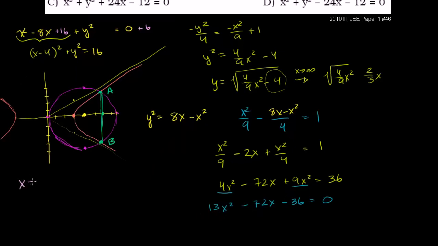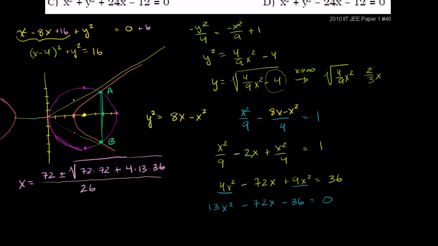So x is going to be equal to negative b. So that's negative 72. So it's 72 plus or minus the square root of 72 squared. I'll just write that. 72 times 72 minus 4 times a times c. C is negative 36. So that negative, you could put it out here, and you just put the 36 out back. And then all of that over 2 times a. So all of that over 26. So the hard part is really to simplify this, but it looks like we have some interesting stuff going on.